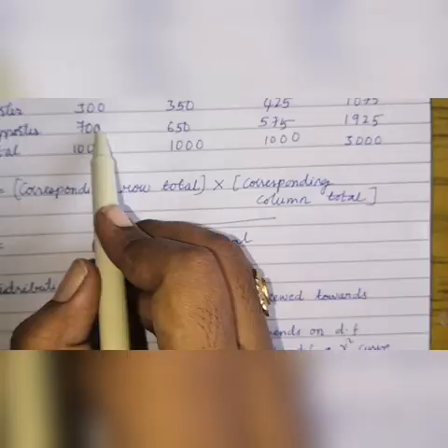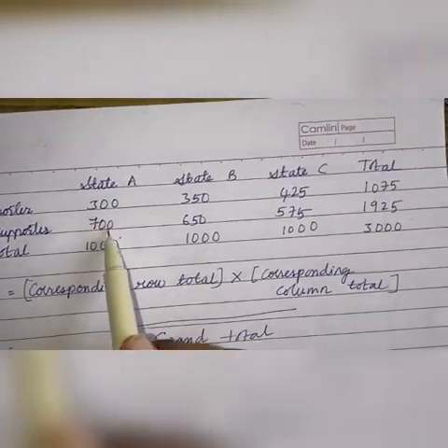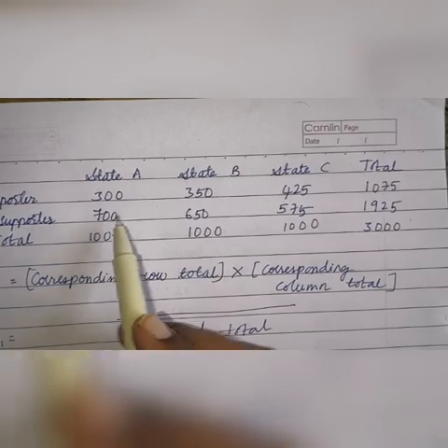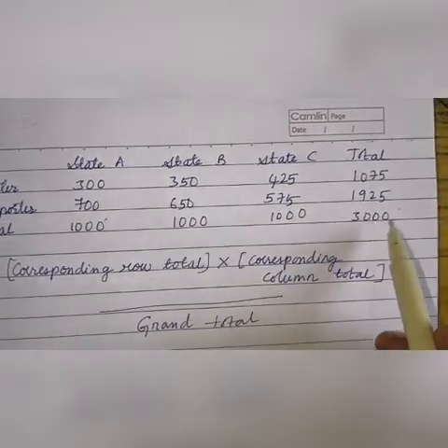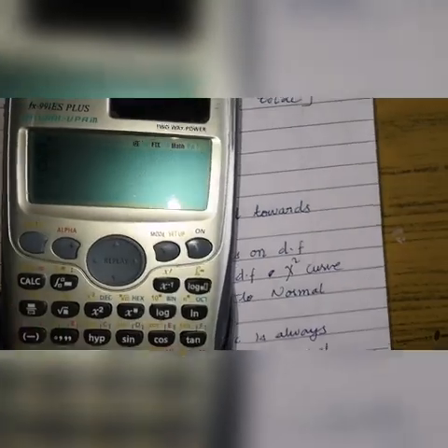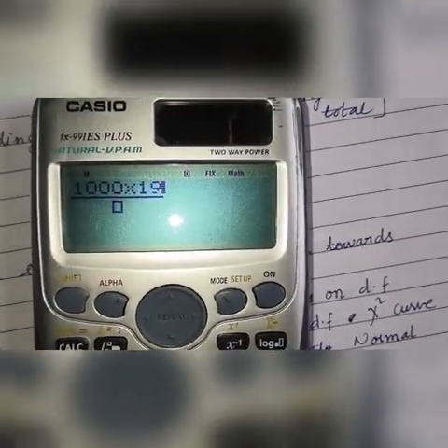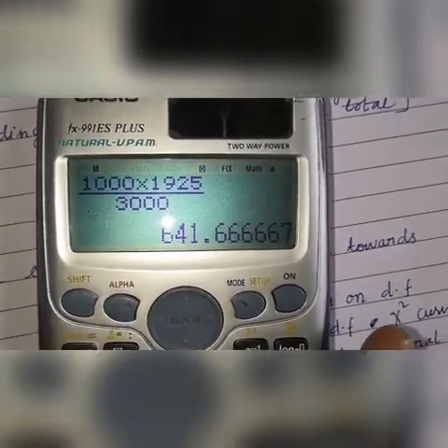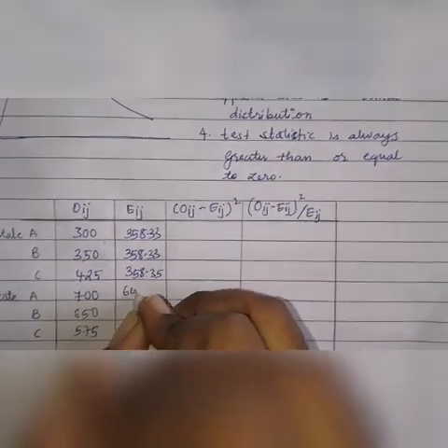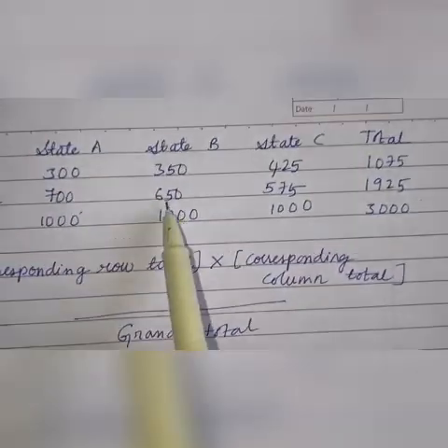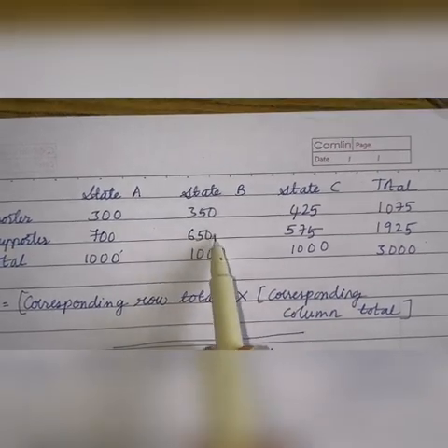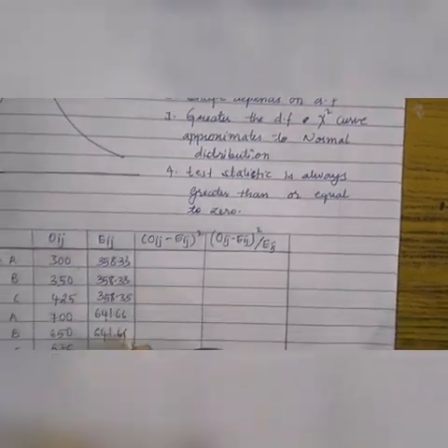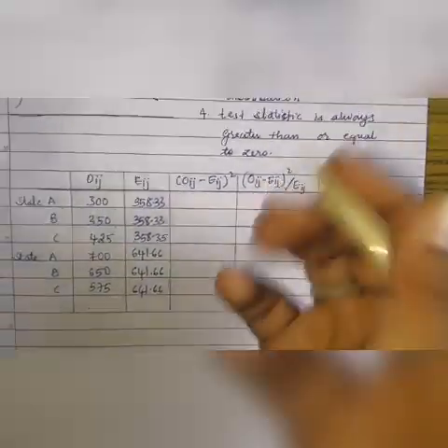Now coming to the next row. Here, the expected frequency of this cell will be column total 1000 into row total 1925 by 3000, which is equal to 641.66. Similarly, the expected value for this cell will be 1000 into 1075 by 3000. So the same, 641.66, because the values are the same.